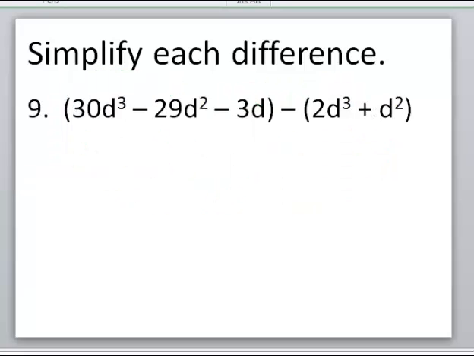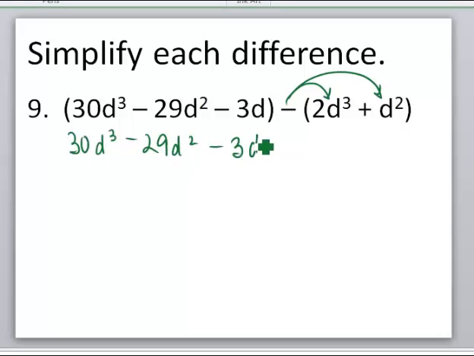My next difference problem, again, I'm going to be distributing a negative through. So this first one doesn't change because it has a 1 out front, so it does not change. The second one changes. I'm distributing a negative through, so I have a positive 2. It becomes a negative 2 because I'm distributing a negative through. I have a positive 1, which becomes a negative d squared because I'm distributing a negative through. I am going to change my signs to plus the opposite before I start adding my like terms.